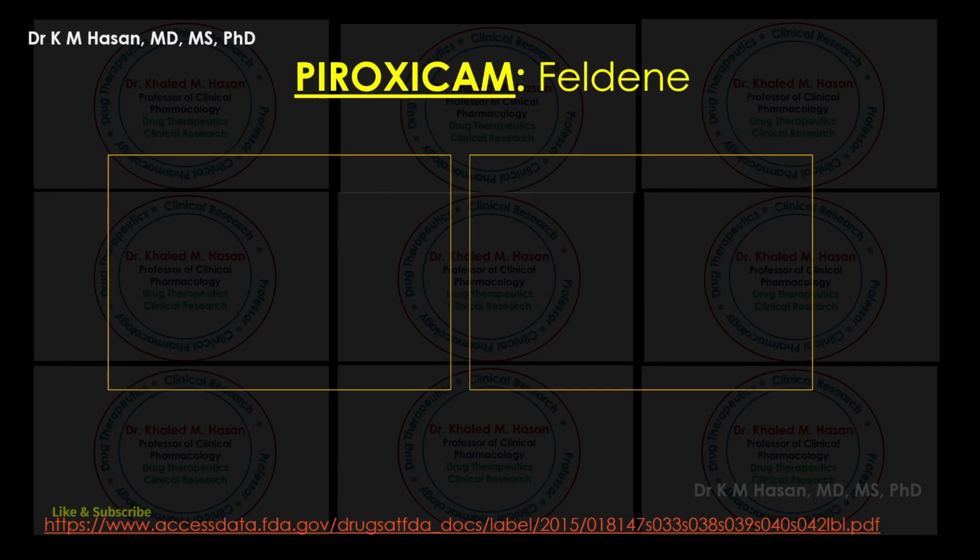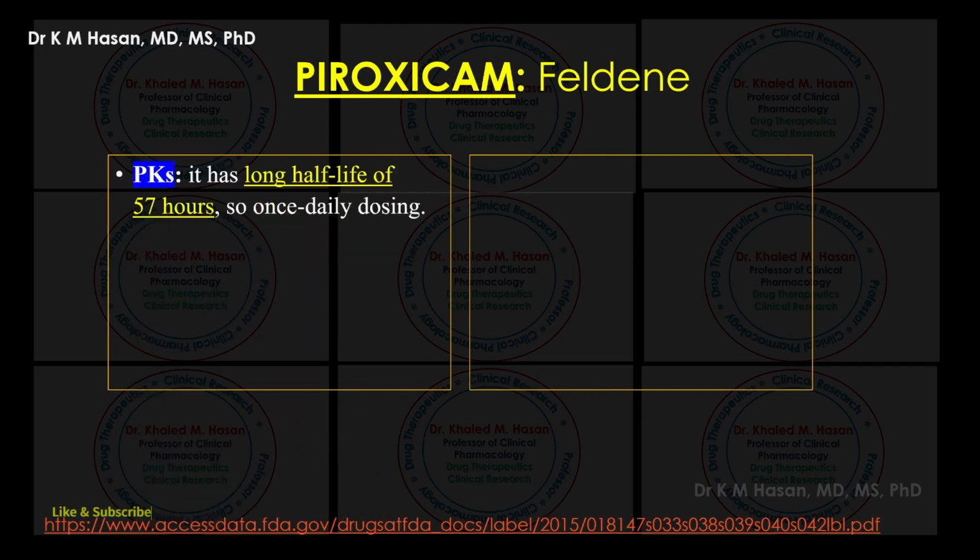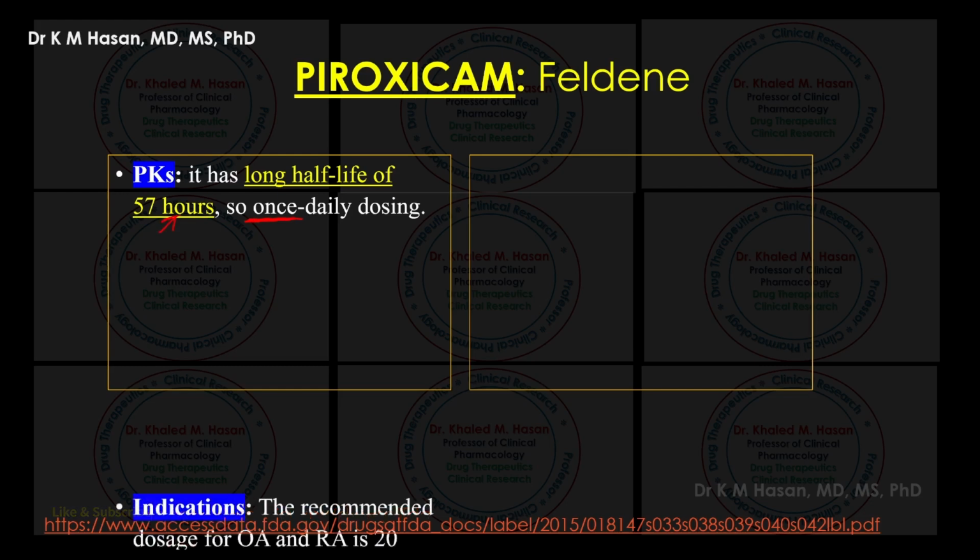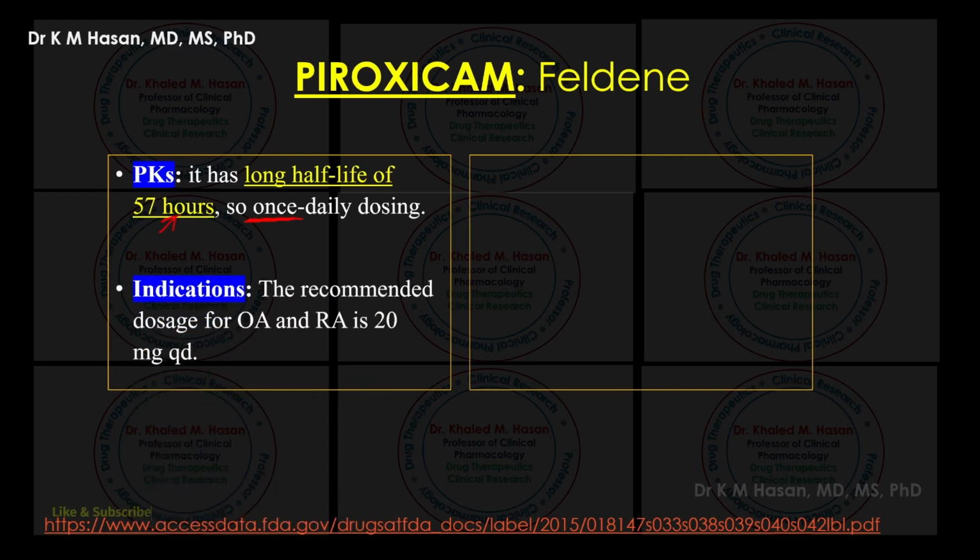Okay, next in the group belonging to the non-selective NSAIDs, we have Piroxicam, brand name Feldene. This medication has a long half-life, 57 hours, and this may allow us to prescribe it once daily, and use it for the same indications, like osteoarthritis and rheumatoid arthritis, 20 milligrams per day.